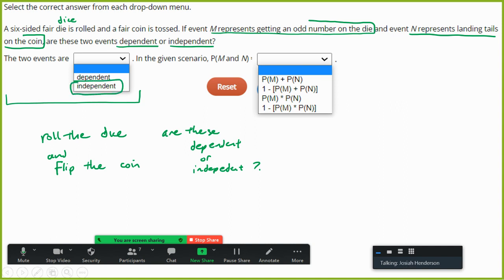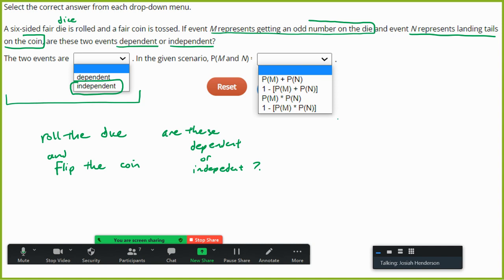Just flipping the coin and rolling the dice, right? We're doing two actions, but if I flip the coin and get heads, I still have 6 sides available on the dice. If I flip the coin and get tails, I still have 6 sides available on the dice. That's why these are independent. They don't affect each other.